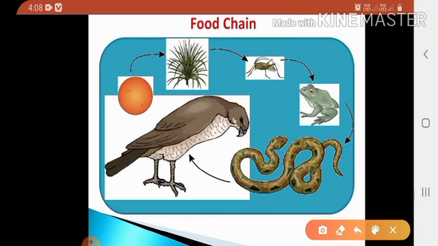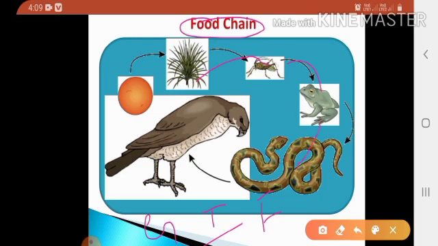Let's have a look at this simple food chain. Food chain means a series or relationship where we explain which animal depends on whom, who eats whom. So like, grass is there, insect is there and a frog is there. See in the picture, children. Grass is eaten by insect. Insects are eaten by frog. In the same way, frog is eaten by snake.